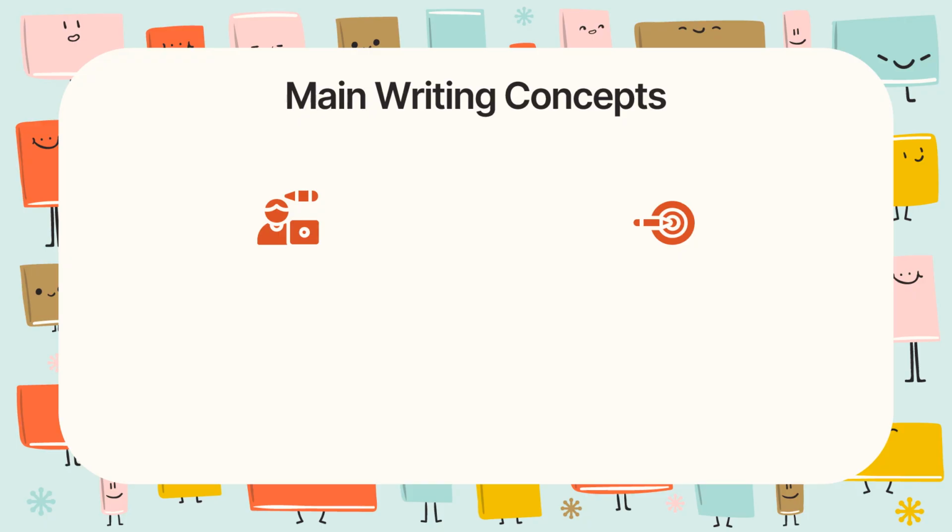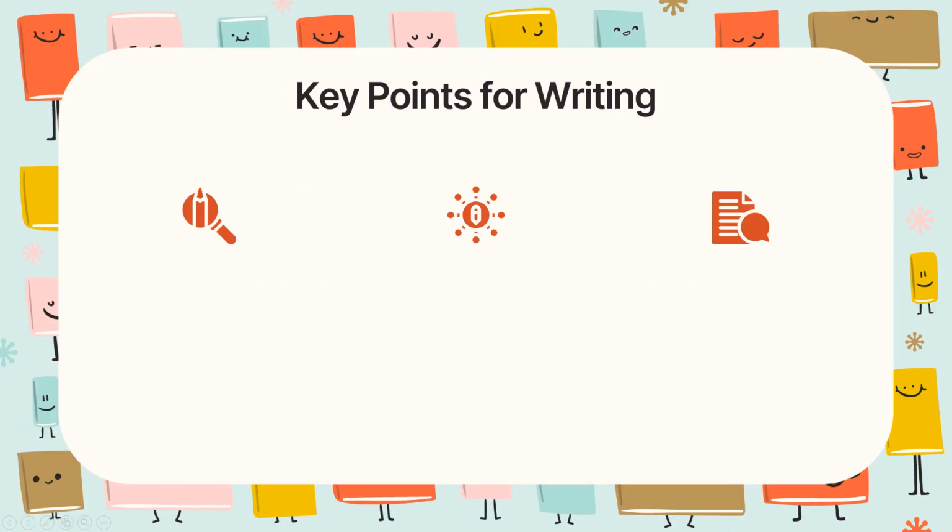And for the main writing concepts, remember the first one is well researched. Accuracy. Number 3 is the claims. Number 4 is the reasons. Number 5 is evidence.